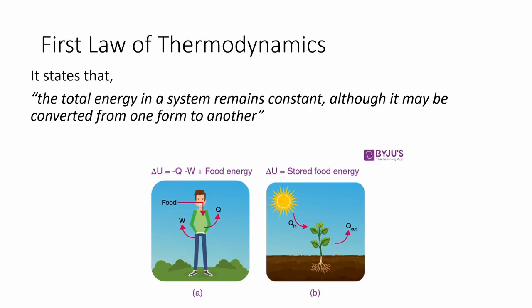Or when the energy from the sun is used by plants for growth and production. The plant can then be consumed by other animals and so on. Basically, the energy from one type of media is just converted from one form to the other and the total energy of the system remains constant. This is the first law of thermodynamics.